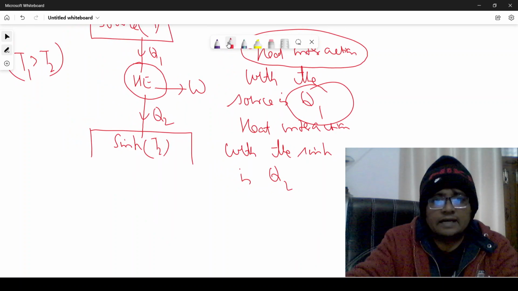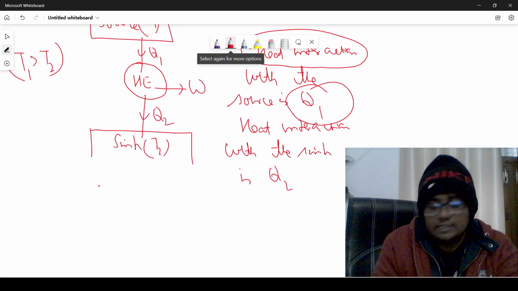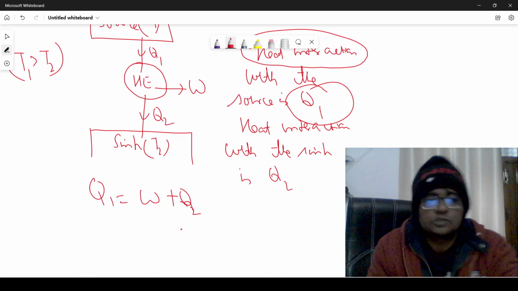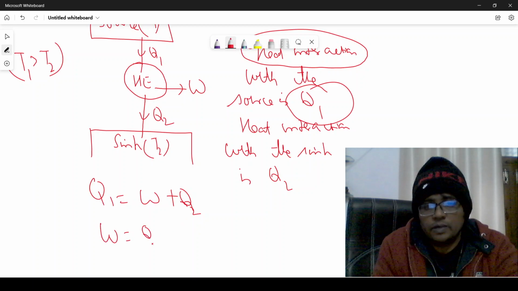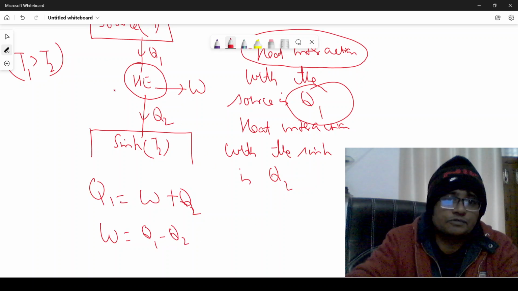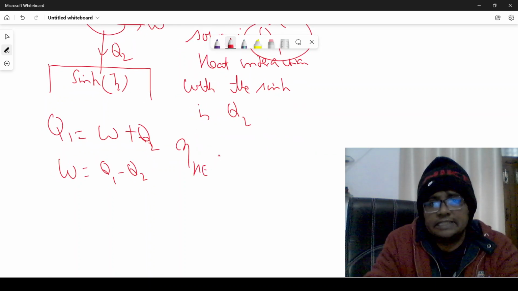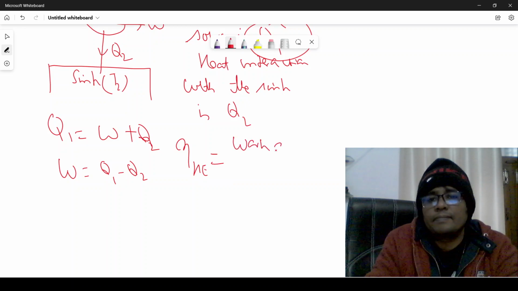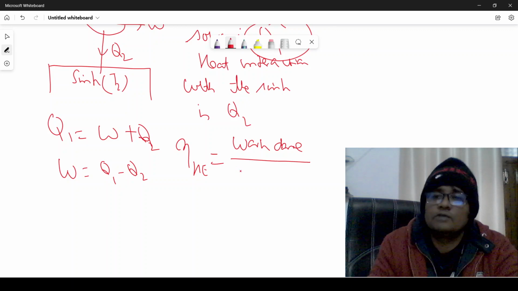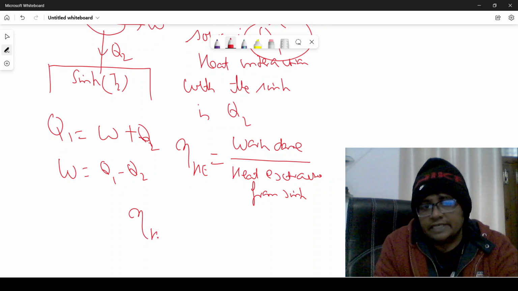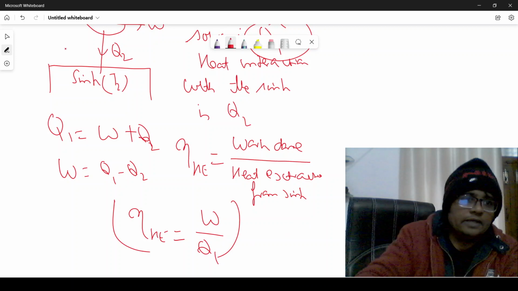Now if you see this diagram, we form an equation: Q1 is equal to W plus Q2. So we can say that W is equal to Q1 minus Q2. Now if you are told to find the efficiency of the heat engine, the efficiency will be the work done upon the heat extracted from the source. So the efficiency of the heat engine is W by Q1. Are you satisfied with this? W by Q1.